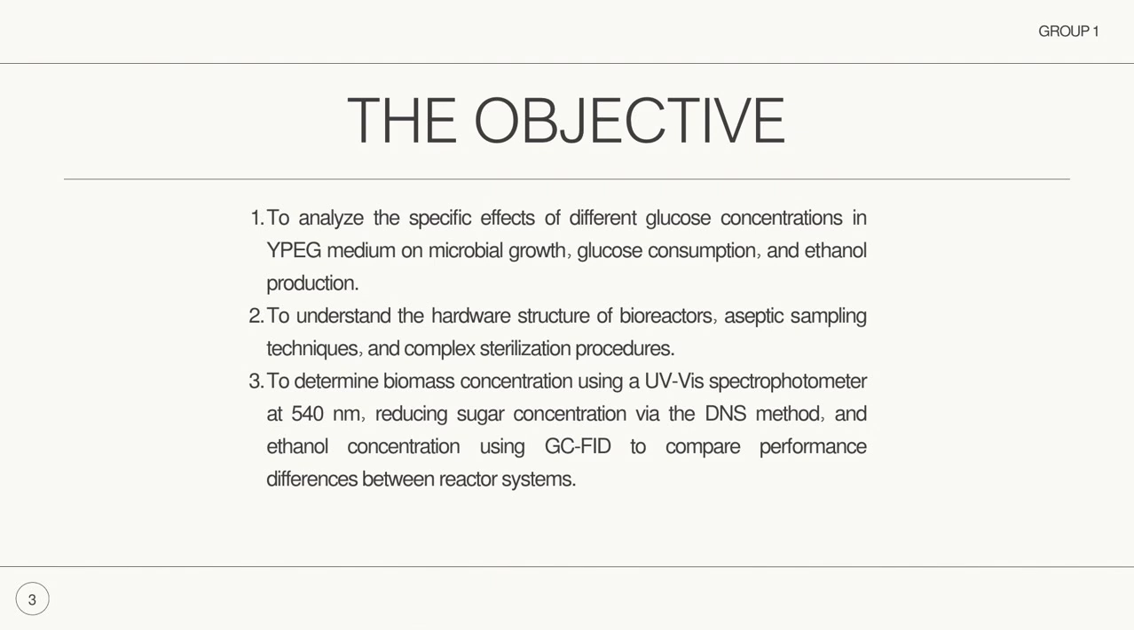Second, this project allows us to gain hands-on understanding of the hardware structure of bioreactors alongside mastering aseptic sampling technique and complex sterilization procedure, both of which are critical to preventing contamination. Finally, we aim to evaluate and compare the performance difference between our reactor system using precise analytical methods. To do this, we are determining biomass concentration using a UV-Vis spectrophotometer at 540 nanometers, measuring reducing sugar concentration via the DNS method, and quantifying ethanol output using GC-FID.